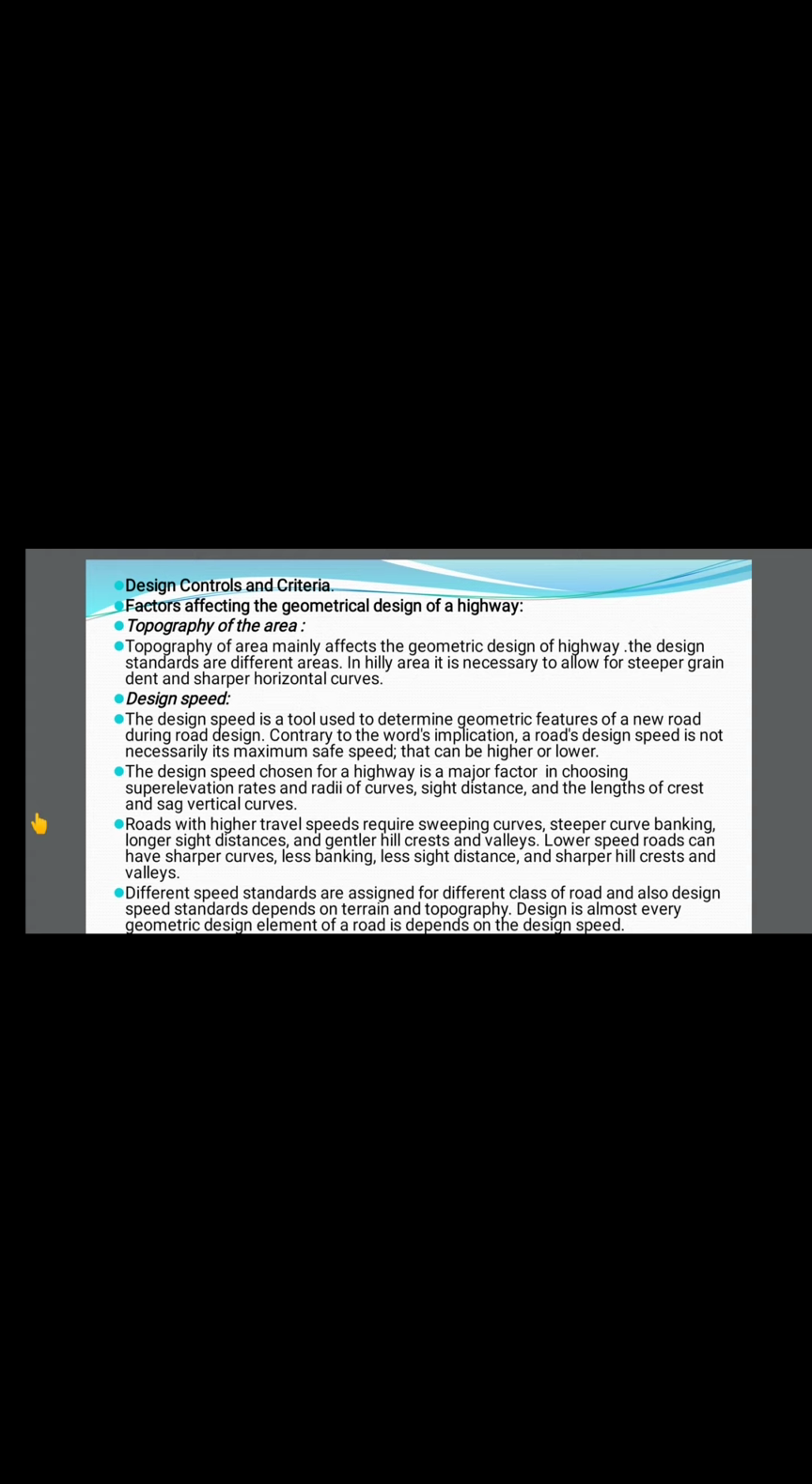Next is the design speed. The design speed is a tool used to determine the geometric features of a new road during the road design. Contrary to the word's implication, a road's design speed is not necessarily its maximum safe speed, that can be higher or lower.